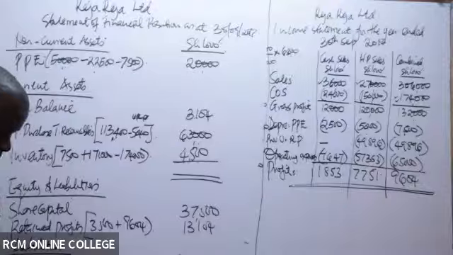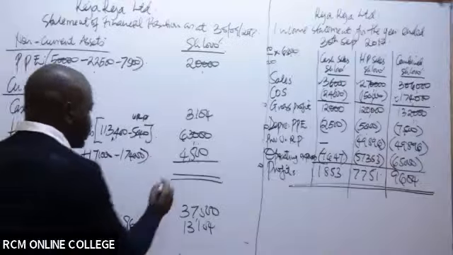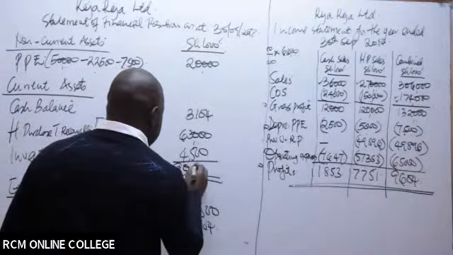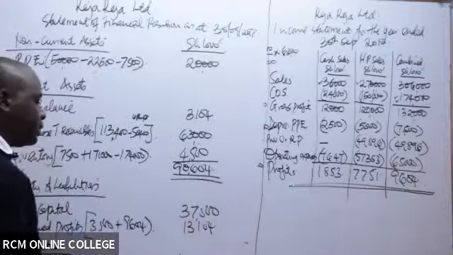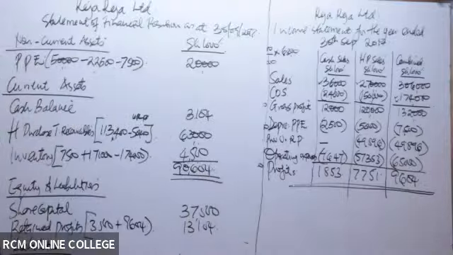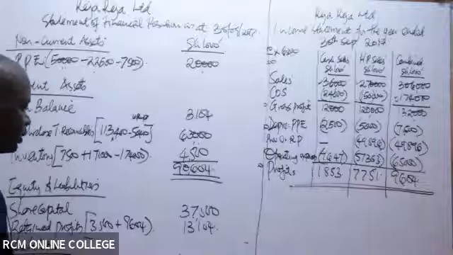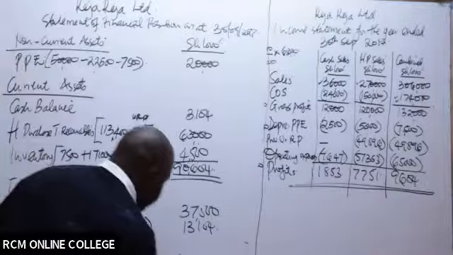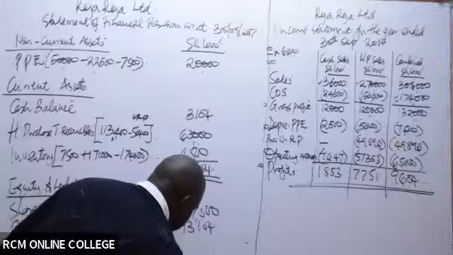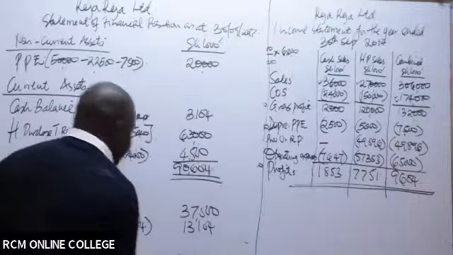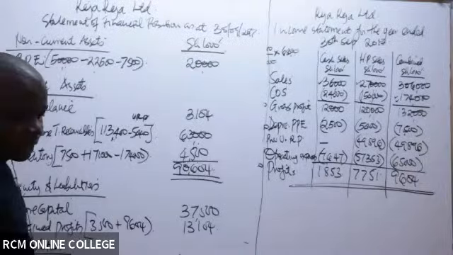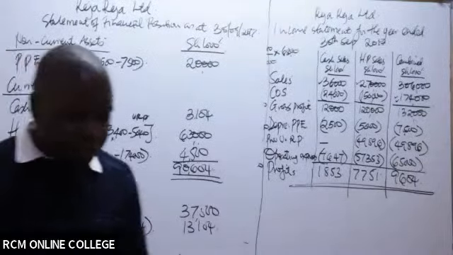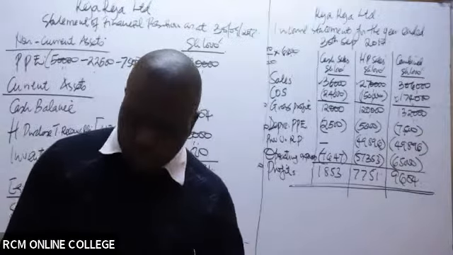I can see you're saying 9604. This one is 9604. What about this other side? It should be the same. Yes, 9604. It should just be the same like that. So that's how you come up with the statement of financial position.